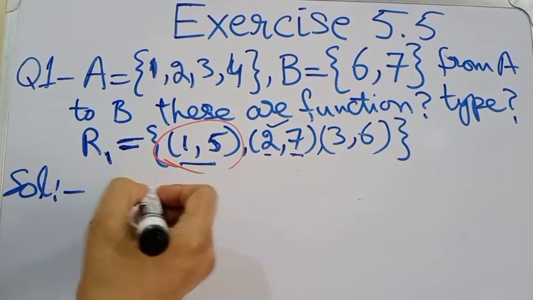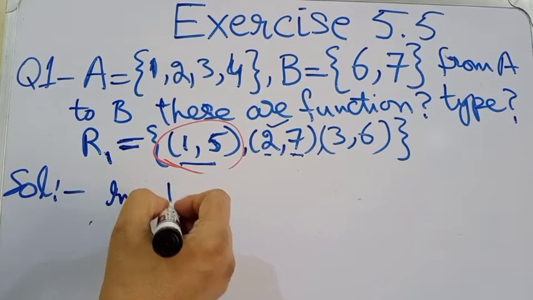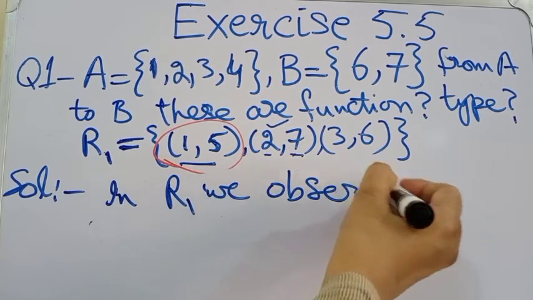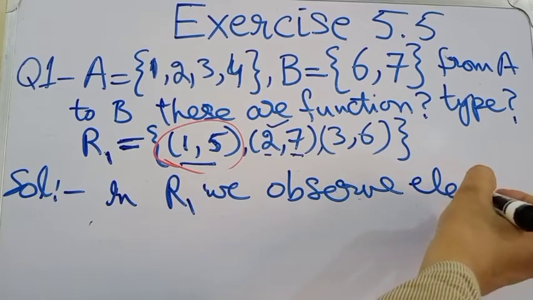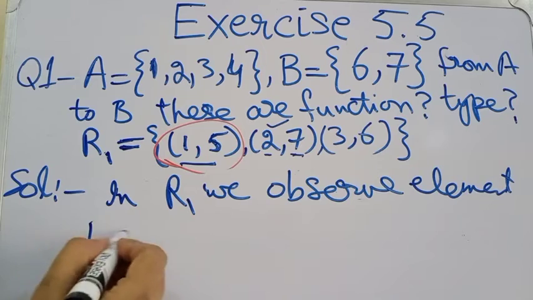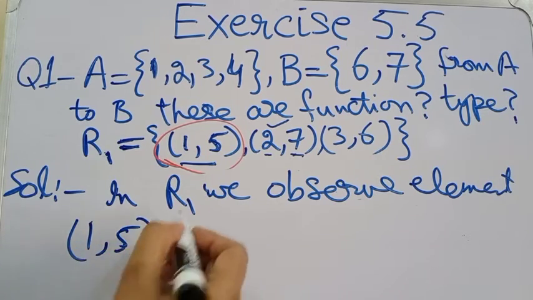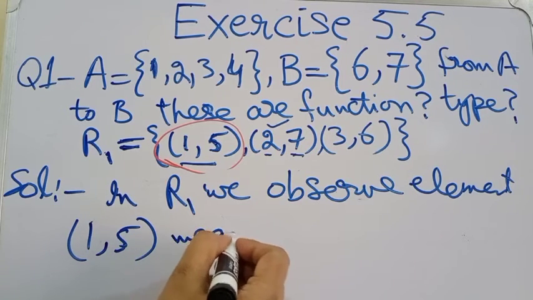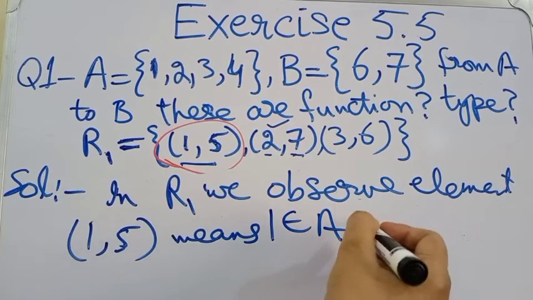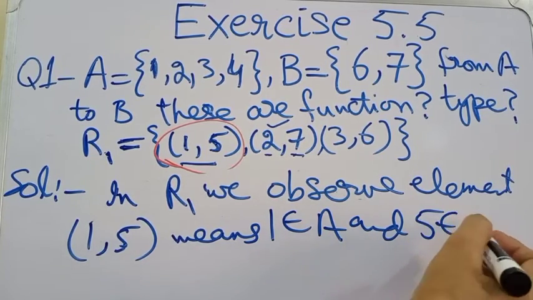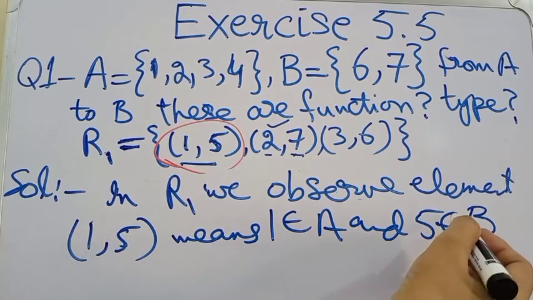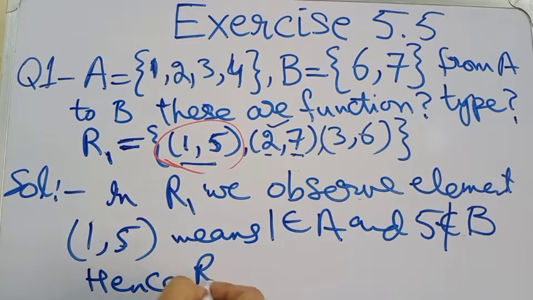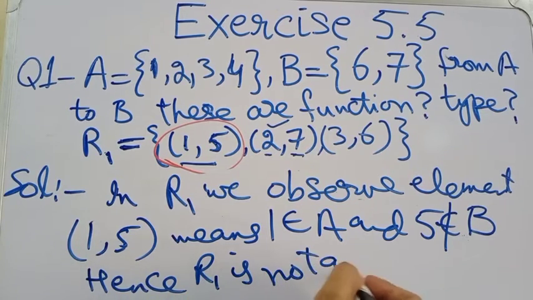We write: in relation R1 we observe the element (1, 5), which means 1 belongs to A and 5 belongs to B, but 5 does not belong to B. Hence, R1 is not a function.